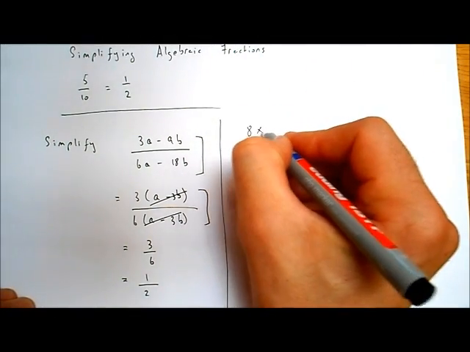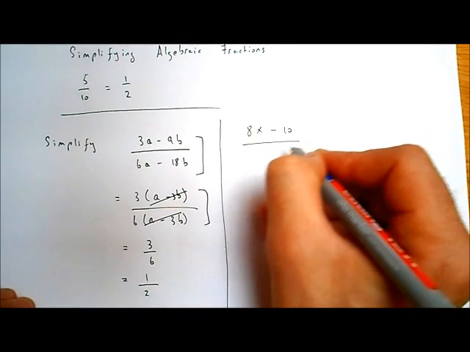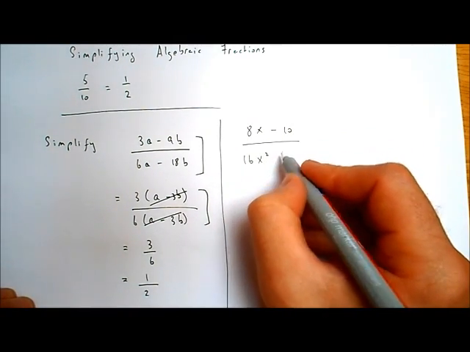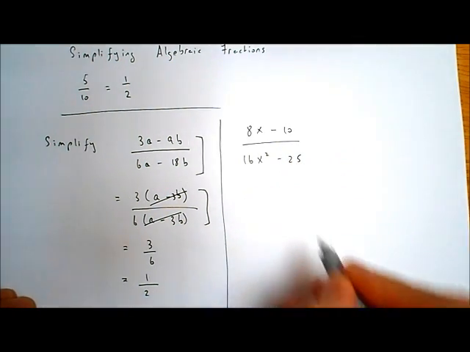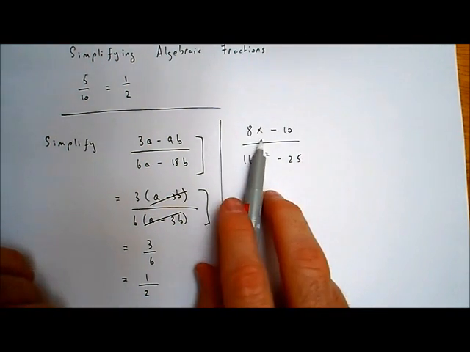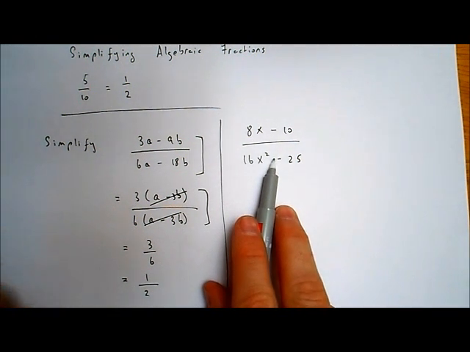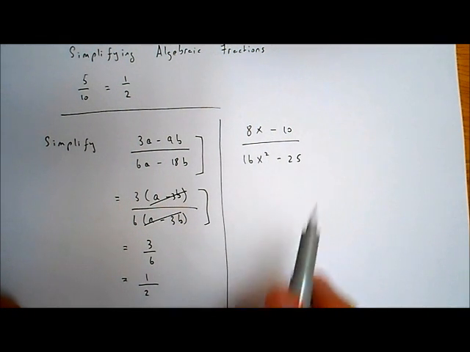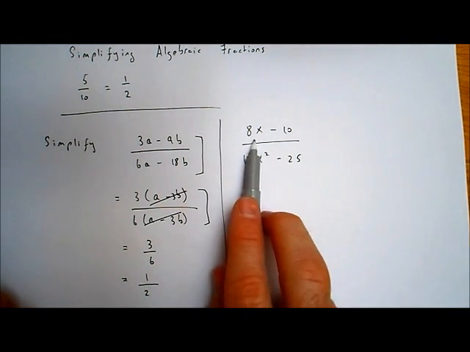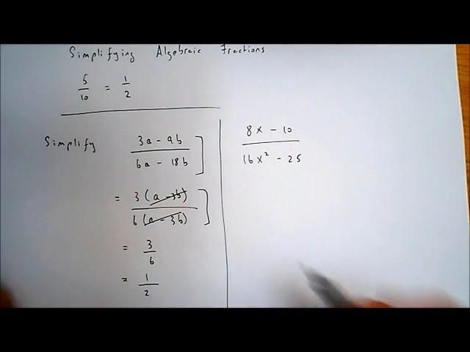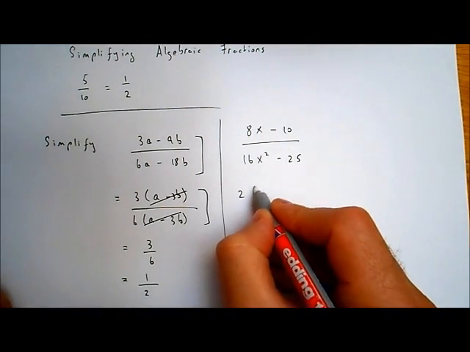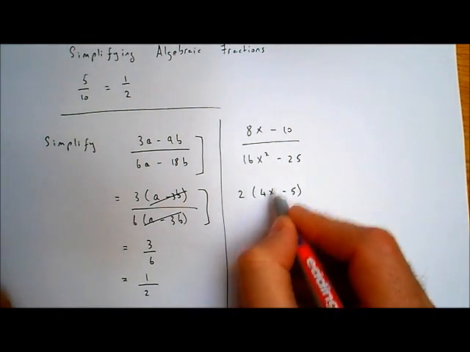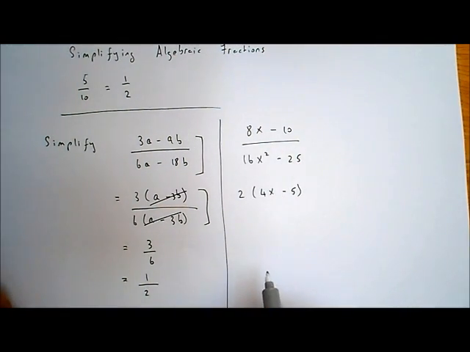Okay, let's have a look. So we have 8x. We're going to do the same thing. So we're going to simplify this. It's 8x minus 10 divided by 16x squared minus 25. So this one's a little bit harder. We're going to factorize both the numerator and the denominator, and then we're going to look for a common factor between the top and the bottom. So the highest common factor of the numerator would be 2. So I can factorize out 2, so I get 2 times 4x minus 5, because 2 by 4x gives 8x, 2 by minus 5 gives 10.